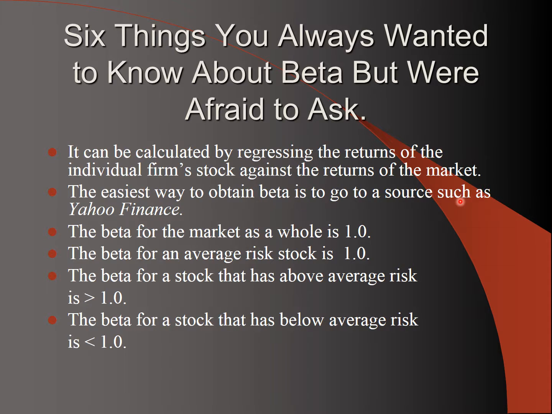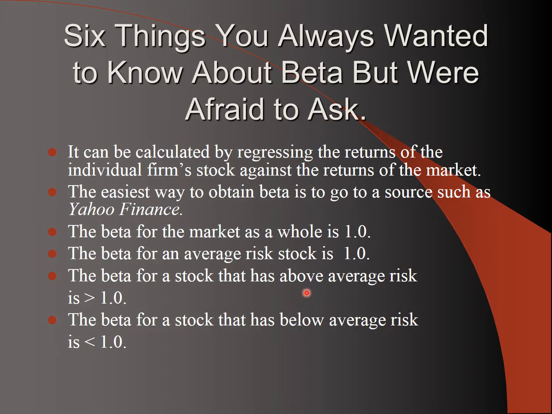And that beta represents how volatile Caterpillar stock is compared to the market. That's what the beta measures. So as I mentioned before, the beta for the market as a whole is equal to 1. The beta for an average risk stock is considered 1. So if you have a stock that has a beta of 1, we say that's average risk because it's equal to the market.